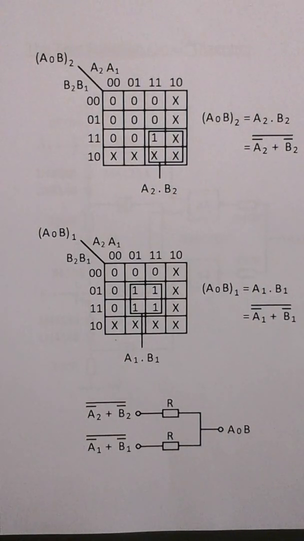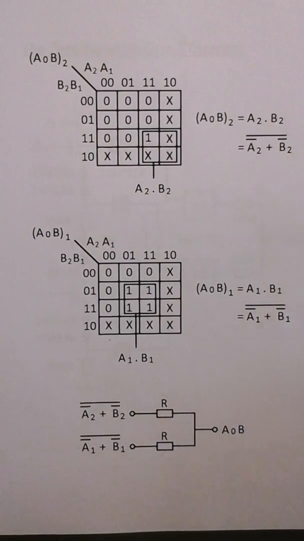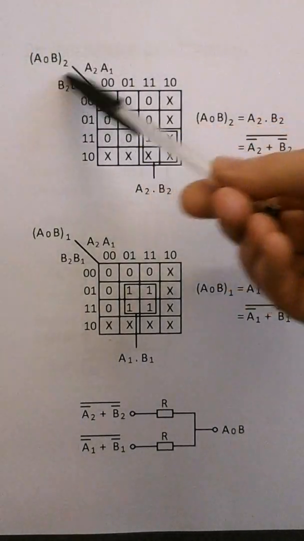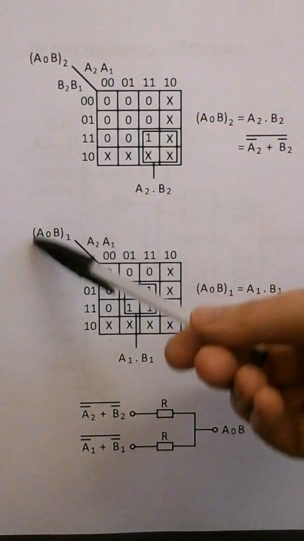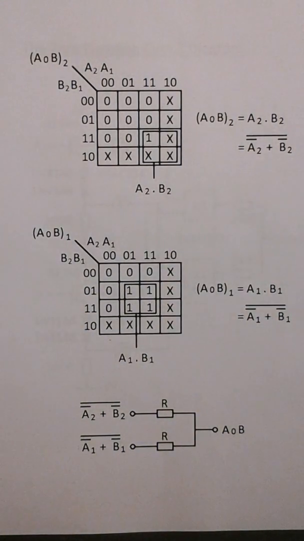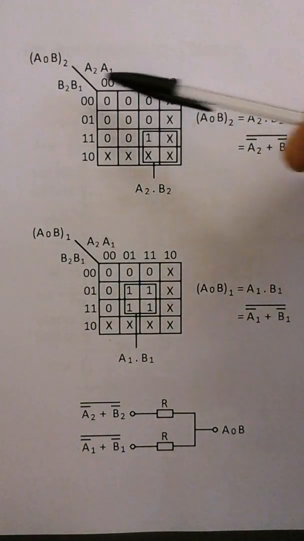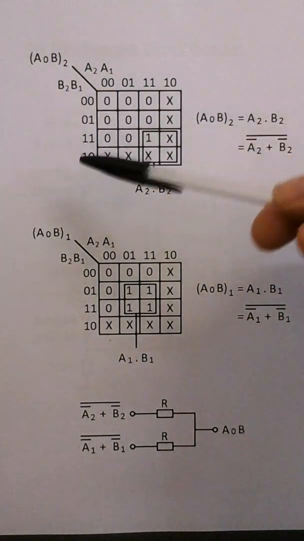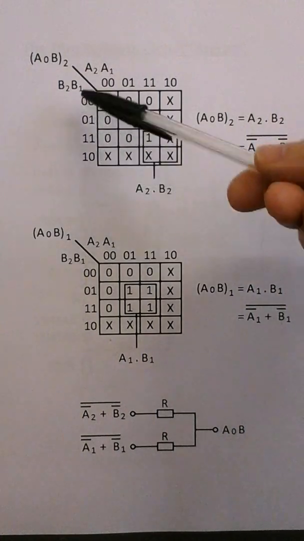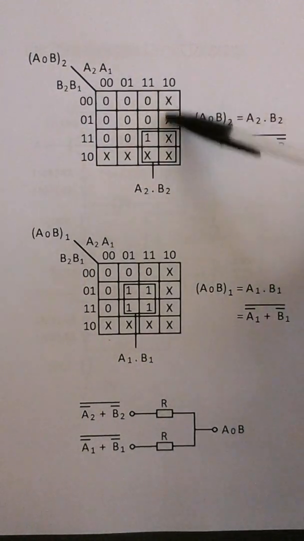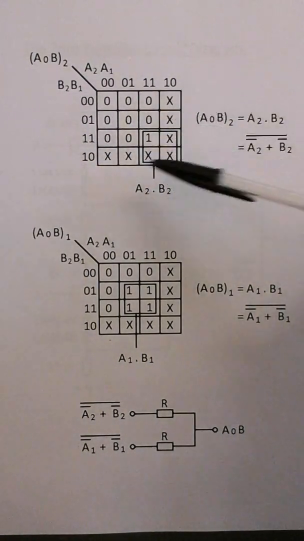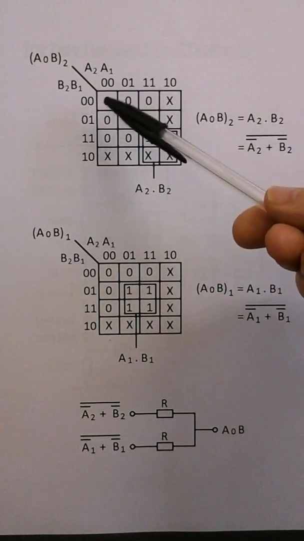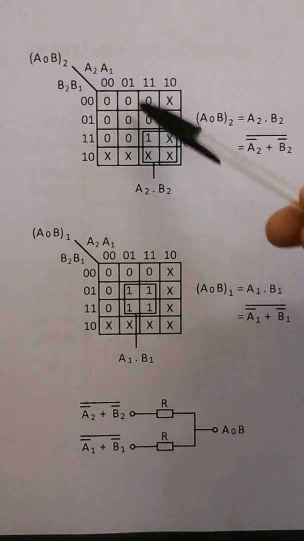Here are the Carnot maps for A0B, or the minimum function. This is Carnot map A0B2, this is Carnot map A0B1. So here, A2 equals a 1 and A1 equals a 0 is a can't happen state. And here, B2 equals a 1 and B1 equals 0 is a can't happen state. So they can't happen, and they are denoted with an X. And the entries in the truth table are listed here.